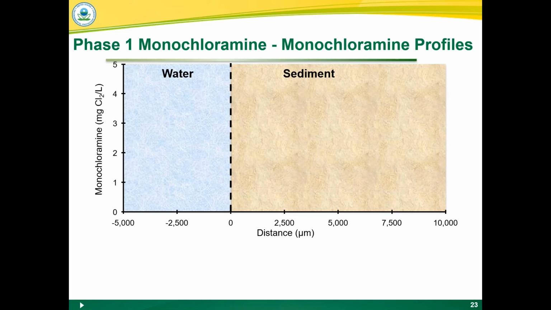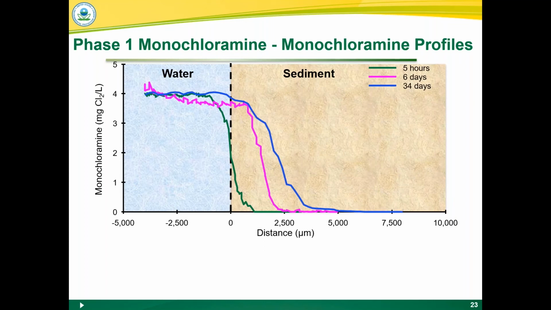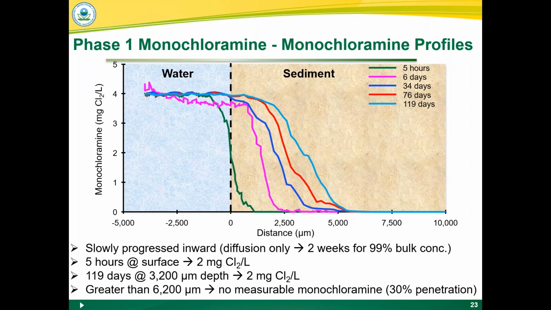In phase 1, we looked at monochloramine exposure. I'm going to go through the monochloramine profiles in time. Reminder, our sediment was 20,000 microns deep, or 20 centimeters, so you can get an idea of how far the monochloramine is getting in, because I'm only showing you half the sediment here. After 5 hours, we're feeding 4 milligrams per liter in the bulk, and we get a little bit of penetration into the sediment. At 6 days, it continues to move into the pore water. Then a month, a little over 2 months, and the final of that phase at 119 days.